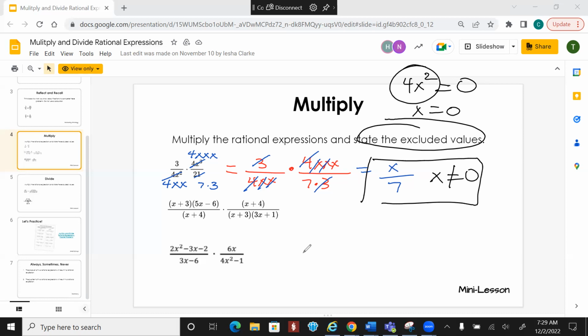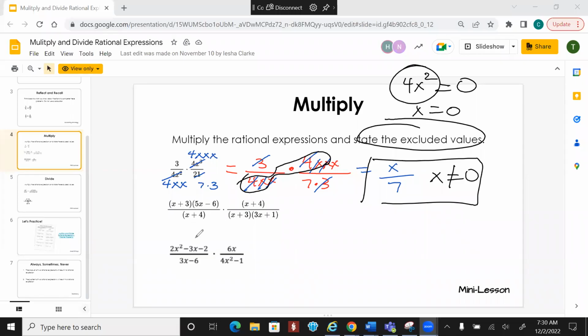Can you take a moment and see if you can cross out anything in here, write out the simplified version, and state the excluded values? Try the next one. Is there anything I can cross out in the top and the bottom? x plus 4. Okay, cool. And anything that we're left with, we're going to rewrite.